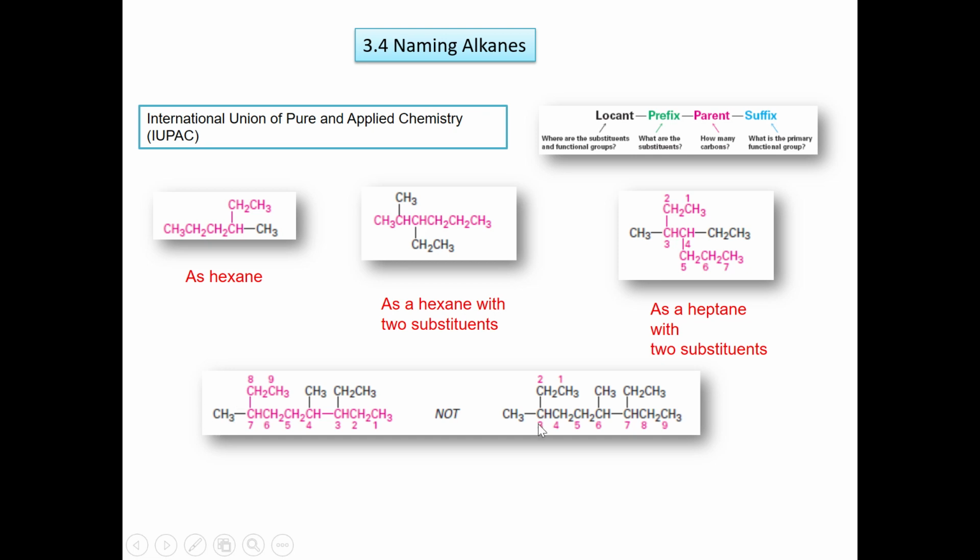If I do the opposite, I get a methyl at 3, a methyl at 6, and an ethyl at 7. That means 3, 4, 7 compared with 3, 6, 7. This is the reason why I start numbering from here: 3, 4, 7 is smaller than 3, 6, 7.